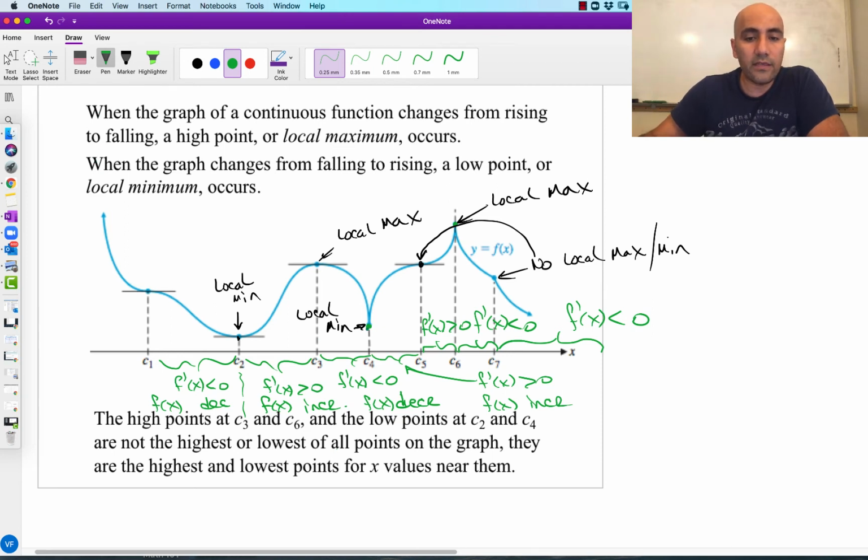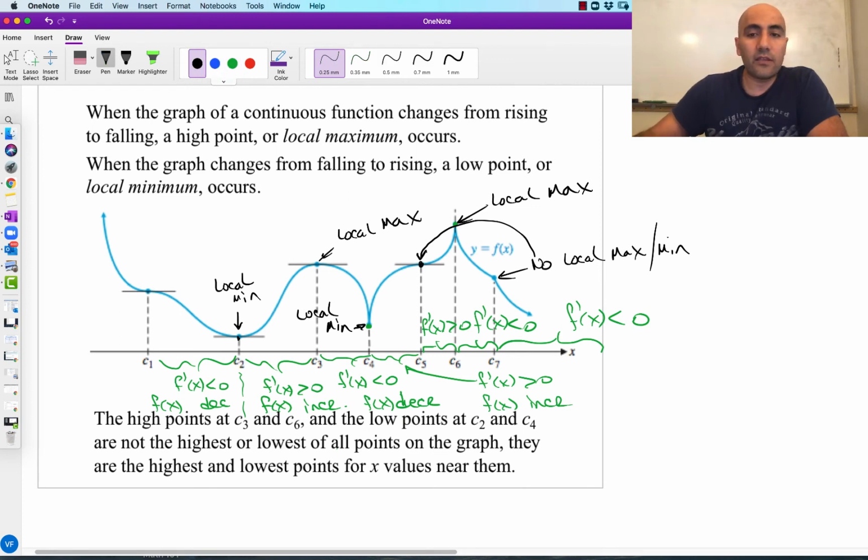Same thing with these points. Maybe this one looks like it might be the lowest one in our graph. But again, there's a little arrow here and it keeps going down, so I know I'm going to experience even lower values. So this particular picture doesn't have any absolute maximums or absolute minimums.